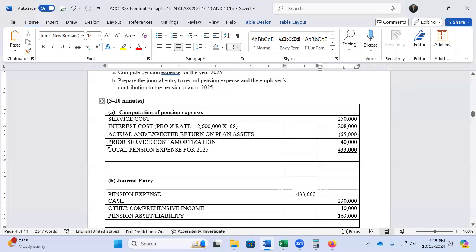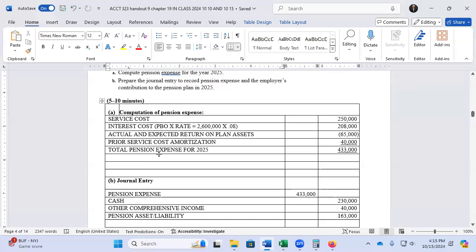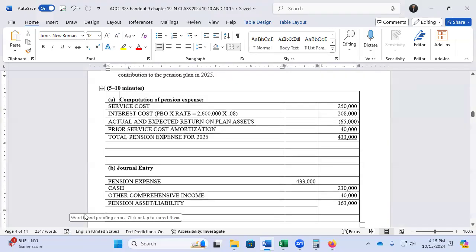This 40,000, the prior service cost amortization, is a component that builds in there, and you don't really reverse it out unless it gets too large. When we talk about the corridor approach, and I forget the exact formula, it either takes a percentage of your obligation or a percentage of your assets. If it gets bigger than those, then it has to be amortized out. But this is just the initial occurrence of that. And since it increased it, it decreases your retained earnings or other comprehensive income.